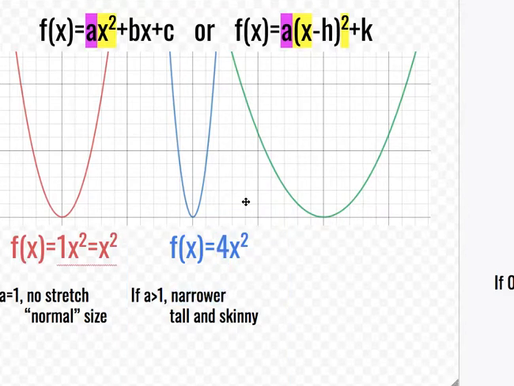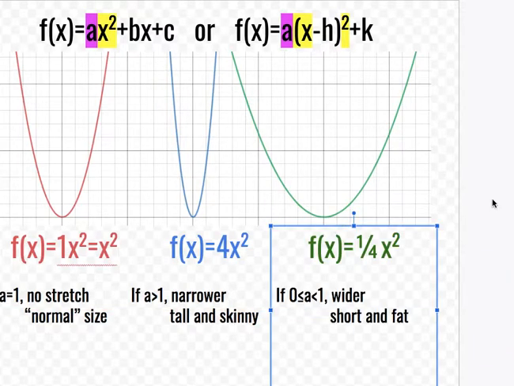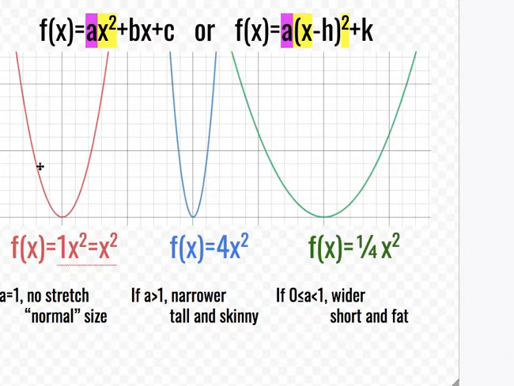And finally, if your number is less than 1, but between 1 and 0, so anything that's a fraction or a decimal that falls between 0 and 1, it is wider, and it gets a little bit shorter and a little bit fatter. So this is like the comparison between all the parabolas. This is regular size, no stretch, narrower, and wider. This is a is equal to 1, a is bigger than 1, and a is between 0 and 1. Alright, so that's always a question that you're going to always get.